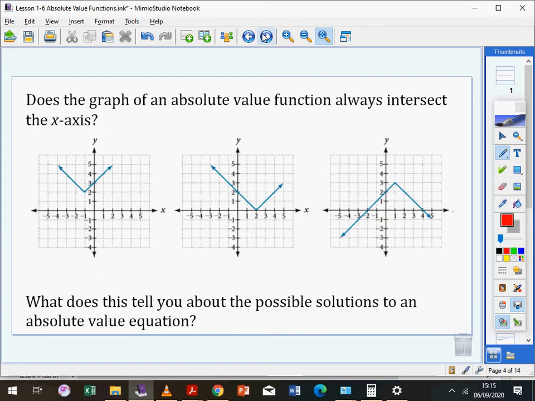So what does this tell you about the possible solutions to an absolute value equation? This tells me that sometimes I will have solutions to an absolute value equation, but sometimes I will not have solutions, especially when it does not cut the x-axis. So you don't always expect to have solutions.